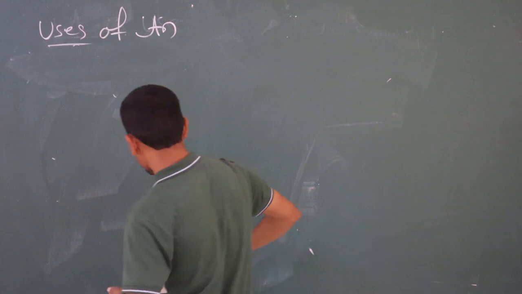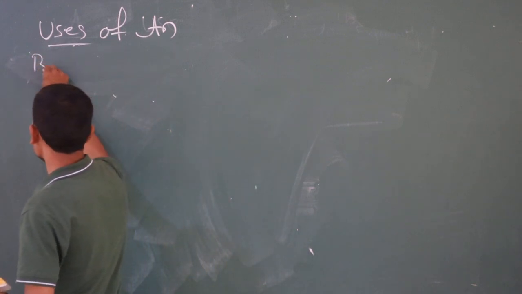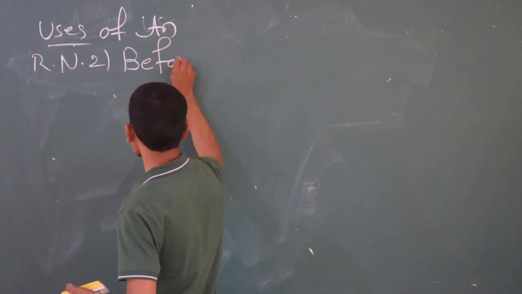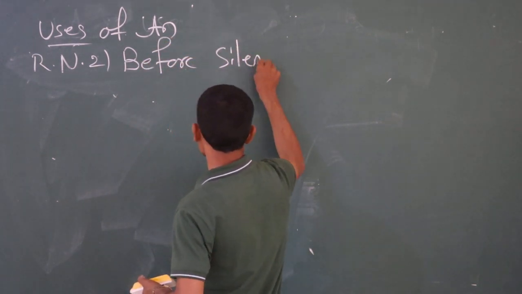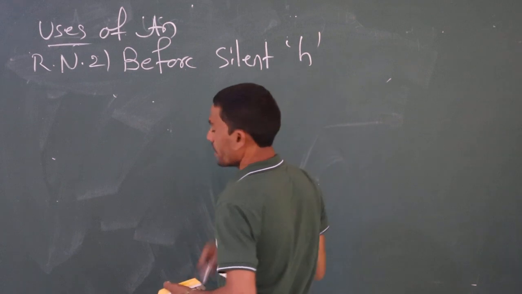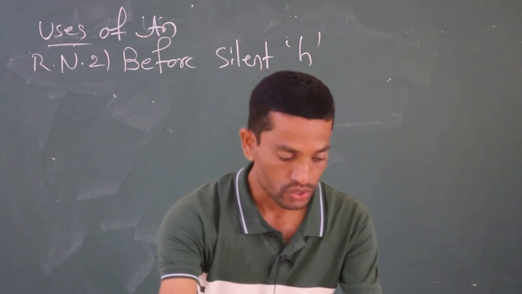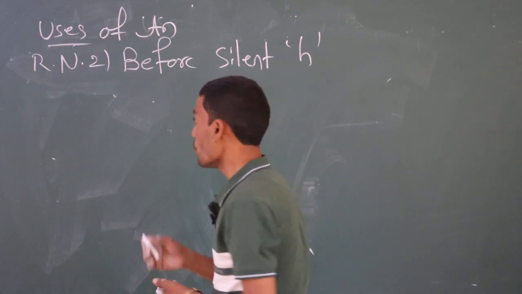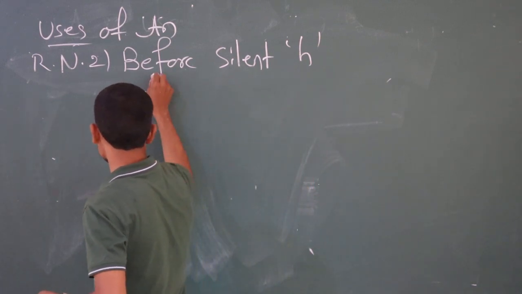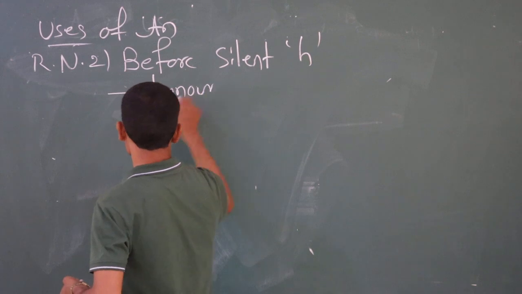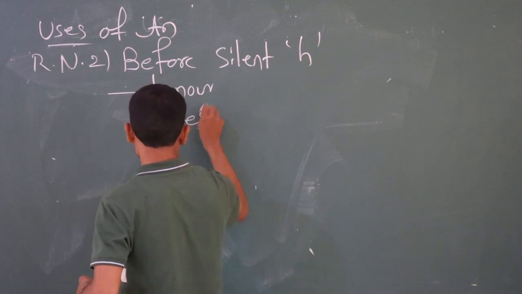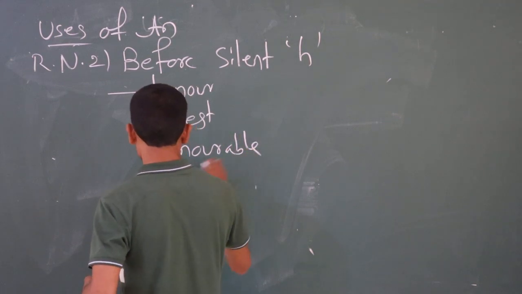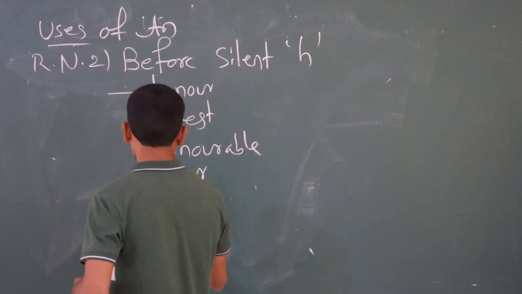Before silent H, one more rule is there. Rule number 2: where to use an article before silent H. Some words are like this: honor, honest, honorable, and hour, air.